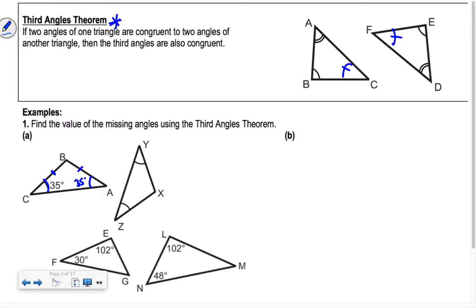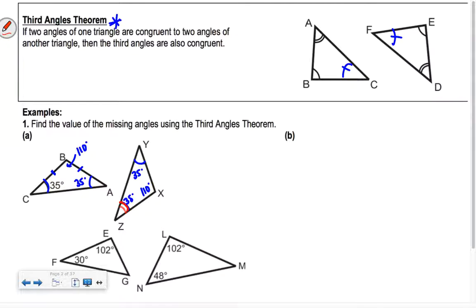So if I have 35 and 35, that's 70. So how much is left for that top angle? 110, right? Now we know in the next triangle that these two angles are the same, right? And we actually know that they're the same as the original triangle because they have the same markings. Okay, so these are both 35 and 35. So then the last angle is 110. Okay, since it had exactly the same markings. If you had something that had two markings, we wouldn't be able to say that.